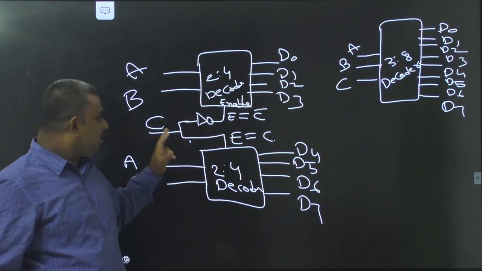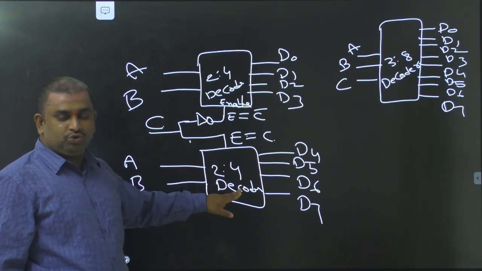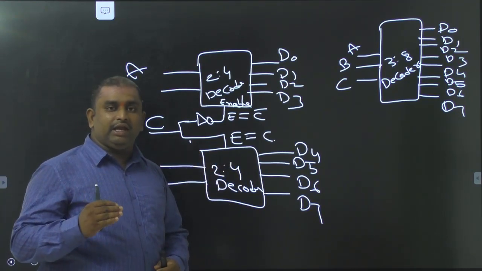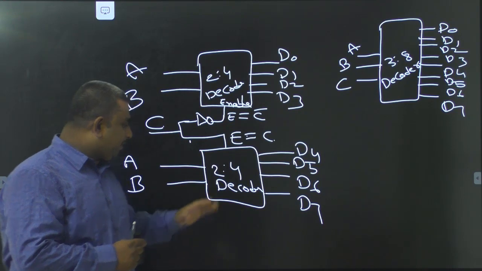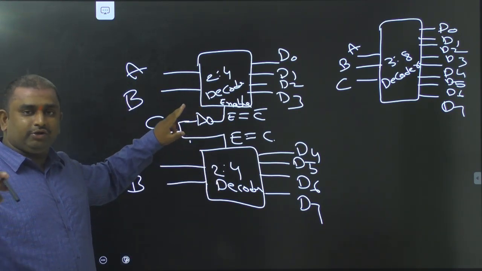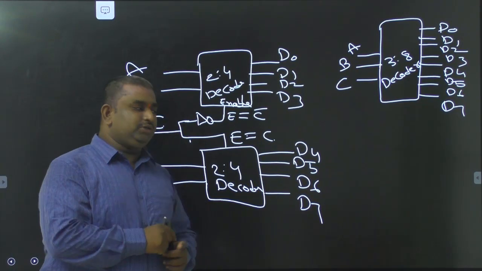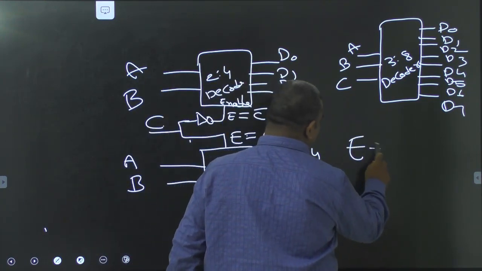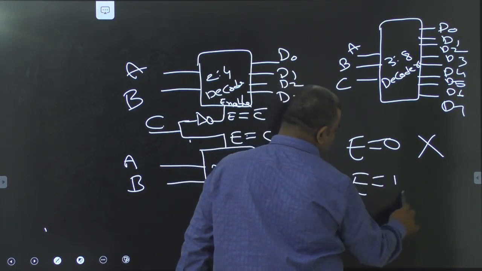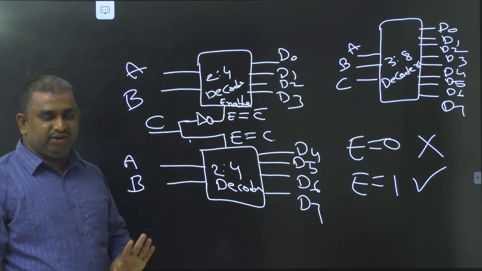So when C is equal to 1, this 2 to 4 decoder is going to work, because this is an enable signal. When you give enable equal to 1, that particular IC is in working condition. When enable is equal to 0, that particular 2 to 4 decoder is in off condition. In the last class we have seen the enable signal. So the enable signal is very, very important.